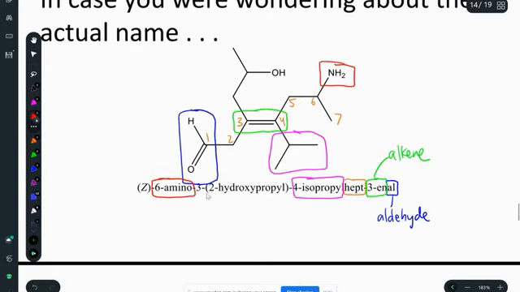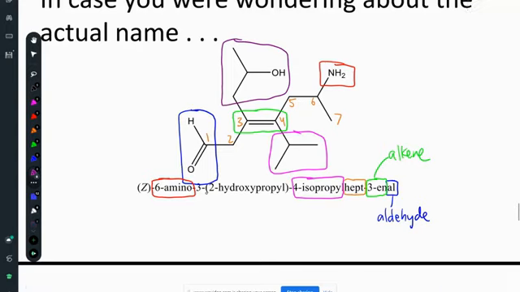And then I have this thing, 3,2-hydroxypropyl. So what's going on there? Well, 2-hydroxypropyl will refer to this entire group here. This is a propyl group made of 1, 2, 3 carbons. There's a hydroxy group on the second carbon.